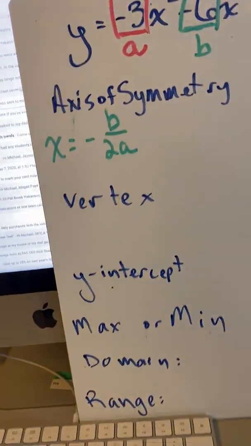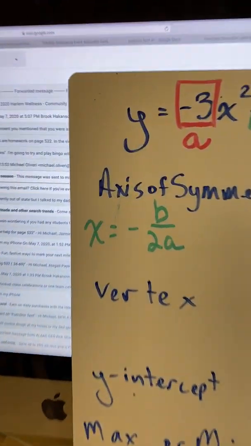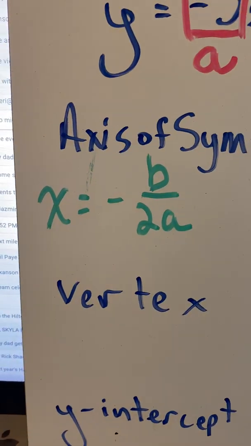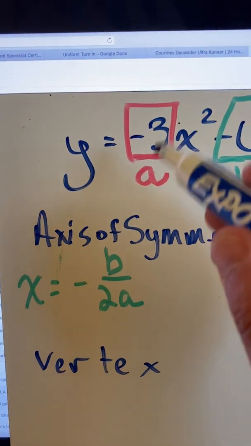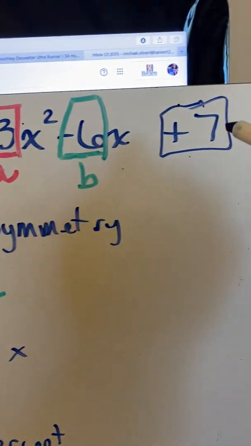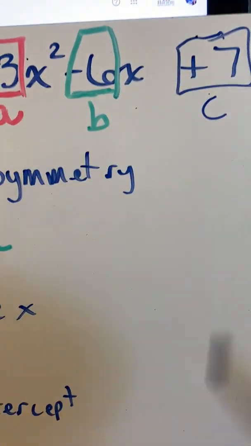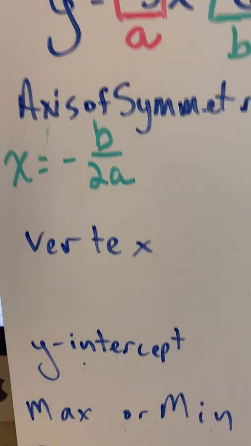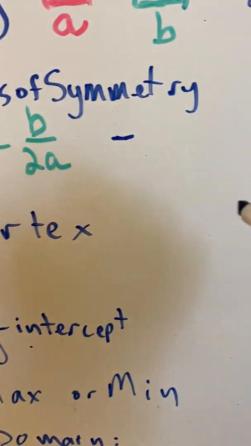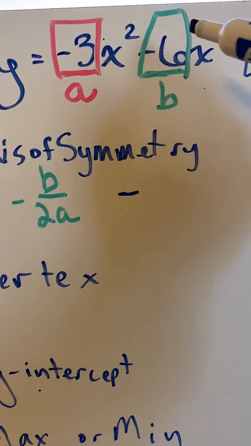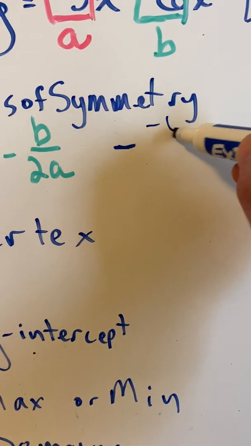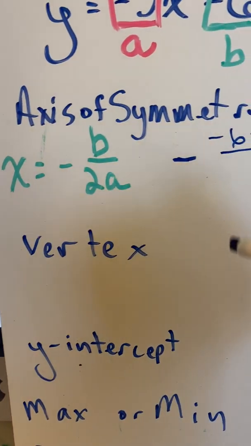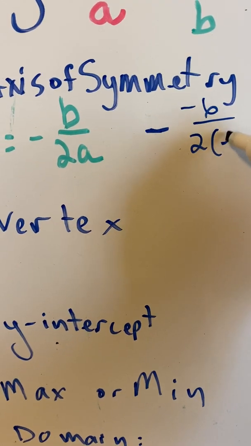All right, first things first, the axis of symmetry. The value of x is negative b over 2a. This is a, this is b, this is c. So if I fill this in, x is equal to the negative of negative 6 over 2 times negative 3.